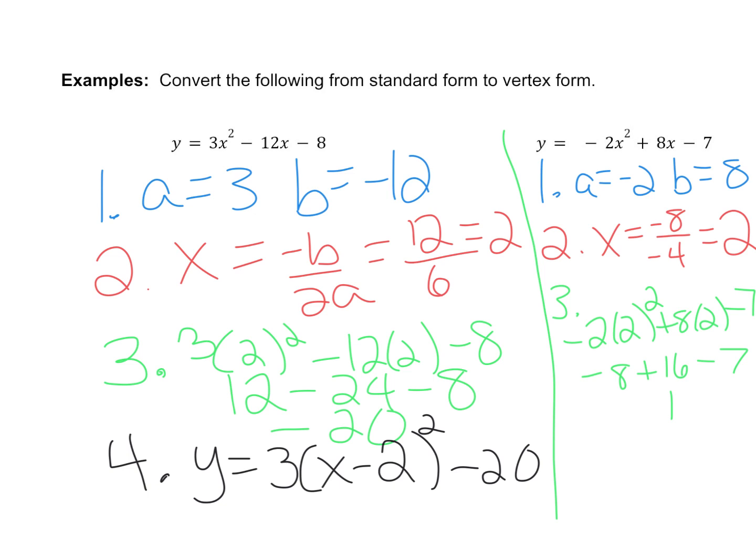Now I have all the information I need to write my equation. So my equation in vertex form is y equals my a value, negative 2, times the quantity of x minus my h value, 2, squared, plus my value of k, 1. And now I also have that equation written in vertex form. Please take a moment to pause this video and record the second example in your notes.